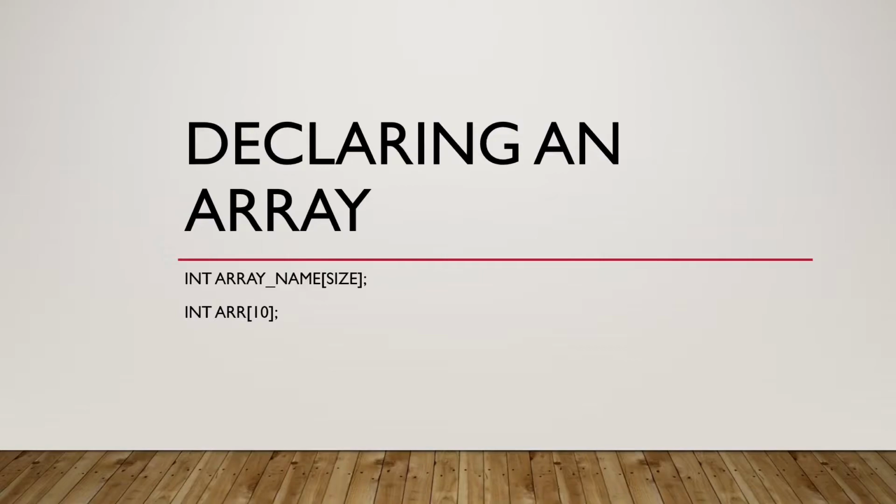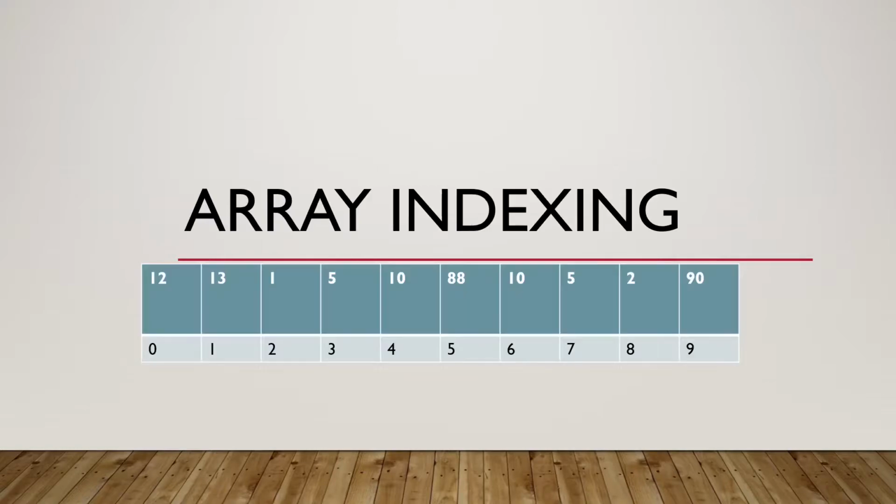So declaring an array is very simple. First of all we have to give its basic data type, like we are creating an array of integers, so int is the data type, then the name of the array, then the size. Here the name of the array is ARR and the size is 10. So our array will have 10 integers.